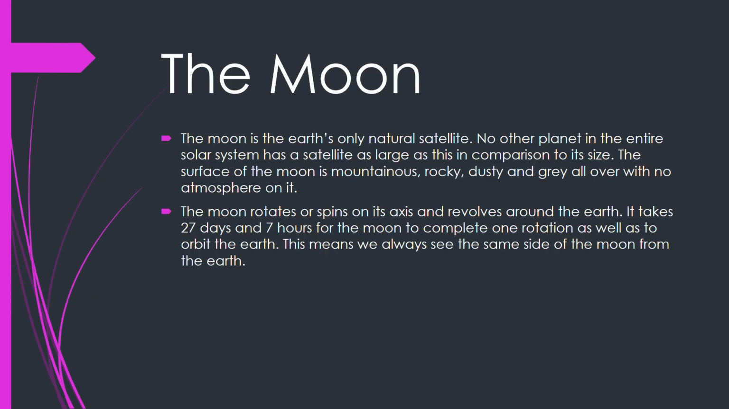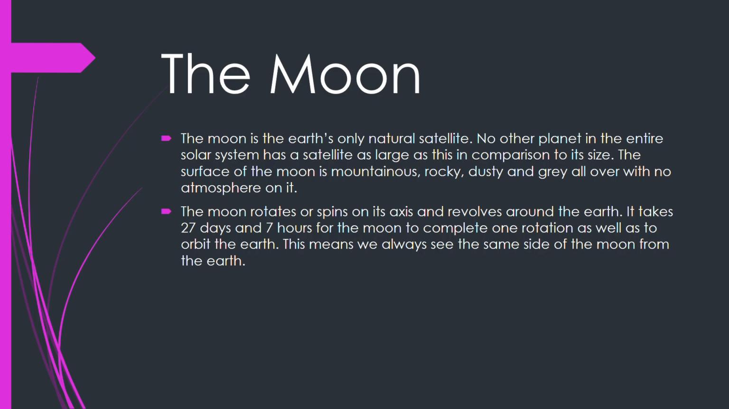The moon. The moon is the Earth's only natural satellite. No other planet in the entire solar system has a satellite as large as this in comparison to its size. The surface of the moon is mountainous, rocky, dusty, and gray all over, with no atmosphere. The moon rotates, or spins, on its axis and revolves around the Earth.